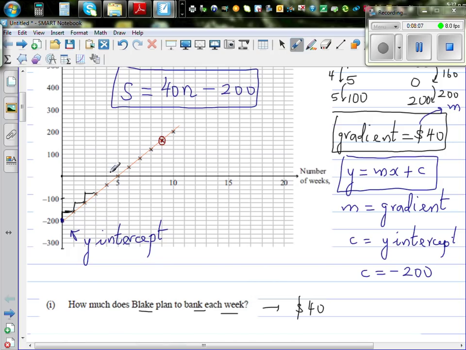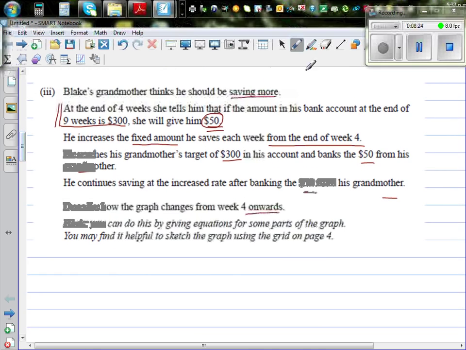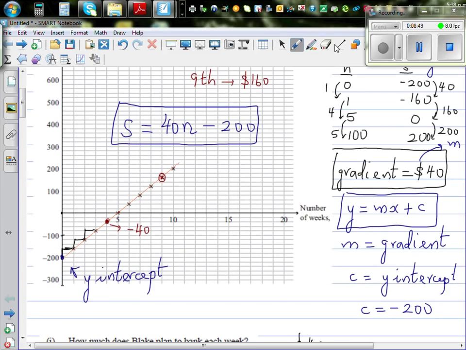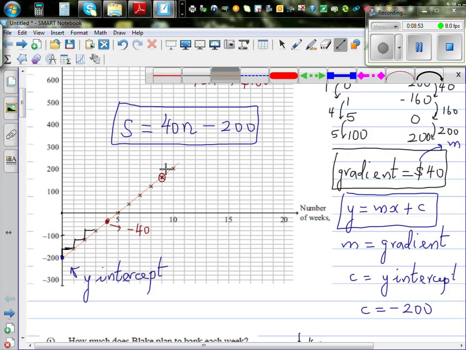In week 4, how much did he have? This is week 4. In week 4, he has got $40 less, so he has got minus 40 overdraft. Let me write N and S. At the end of week 4, he had a saving of minus 40. And his aim is, at the end of week 9, he wants to have a saving of 300. So this is the information. I hope you understand, the graph would look different from week 4 onwards. It has to go steeper from here to attain 300.